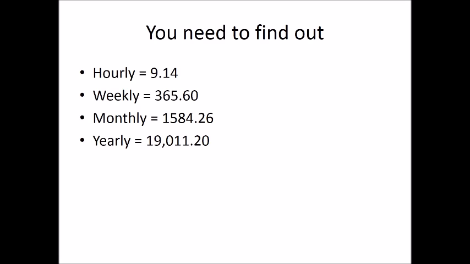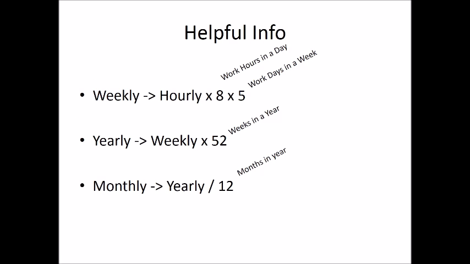You might want to write this down on your page to use as a quick reference instead of all this writing. Weekly is hourly times 8 times 5, which is hourly times 8 hours a day, 5 days a week. Your yearly is weekly times 52, 52 weeks in a year. And then your monthly is yearly divided by 12. If you just write those little phrases on there, it'll help you so you don't have to refer back to the video, and you have some quick notes inside your notes. So like I said, write in your notes, weekly equals hourly times 8 times 5, or whatever will help you remember this.